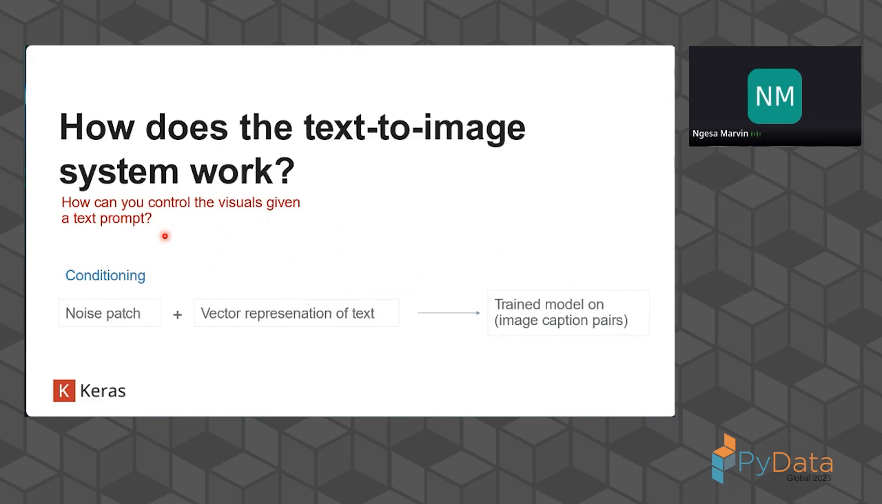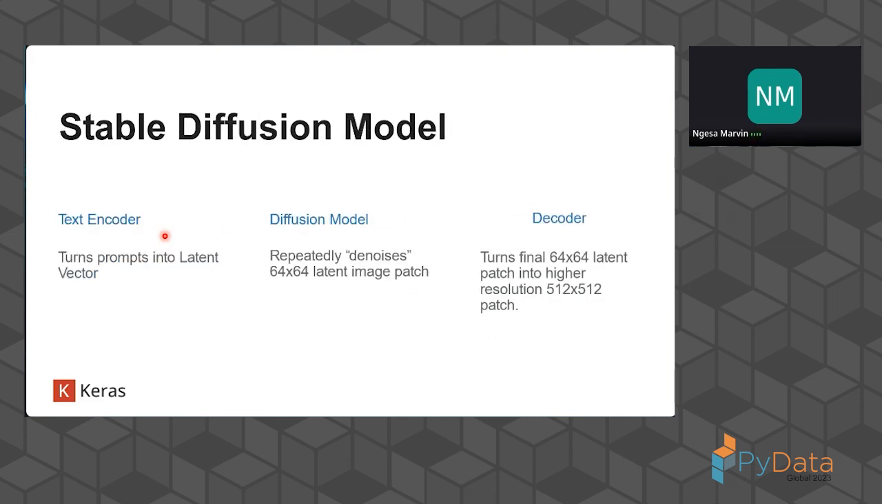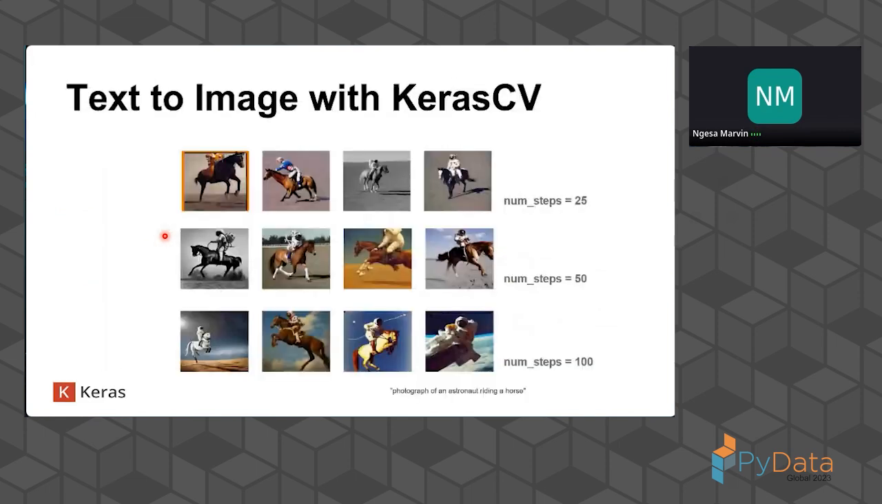Of course, this is going to be done for you on the back end, so don't worry about it. This is just an explanation of what's happening. So you're going to have a prompt vector, then concatenate the prompt vector with a noise patch. Once you do so, you're going to run a model on top of it to denoise it over a series of steps until you end up with a particular result. And then you're going to have another decoder that's going to turn the low resolution image patch into a high resolution image patch.